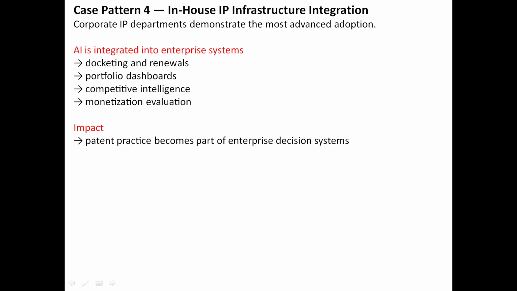And in-house infrastructure design. So the corporate IP department demonstrates the most advanced adoption. So by nature, because most of the corporations I mentioned that I found are usually high tech, big tech, deep tech, health tech companies. So AI is integrated into enterprise systems: the docketing and renewals, portfolio dashboard, and competitive intelligence, monetization evaluation. So patent practice becoming part of the enterprise decision system is one of the key features that I found.